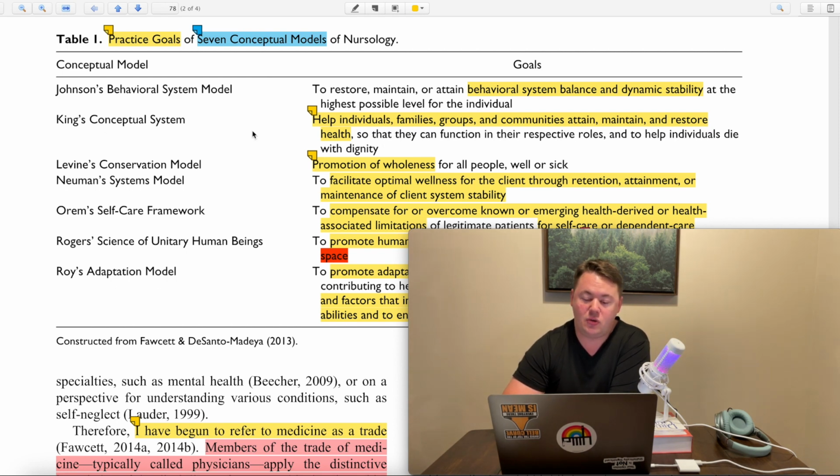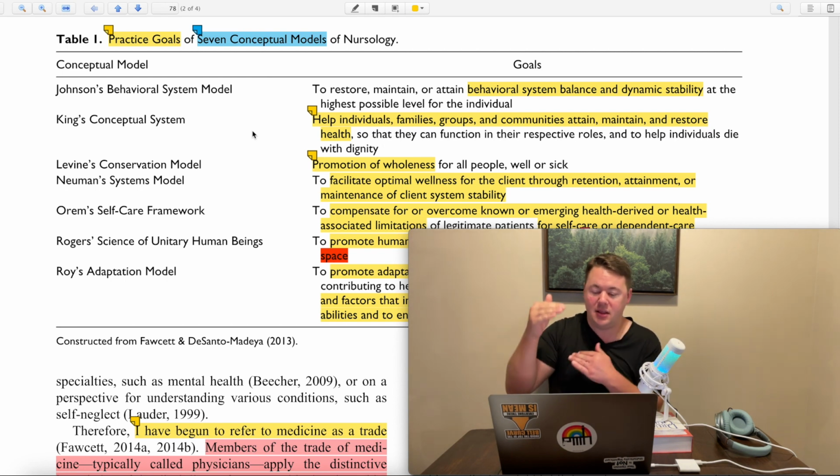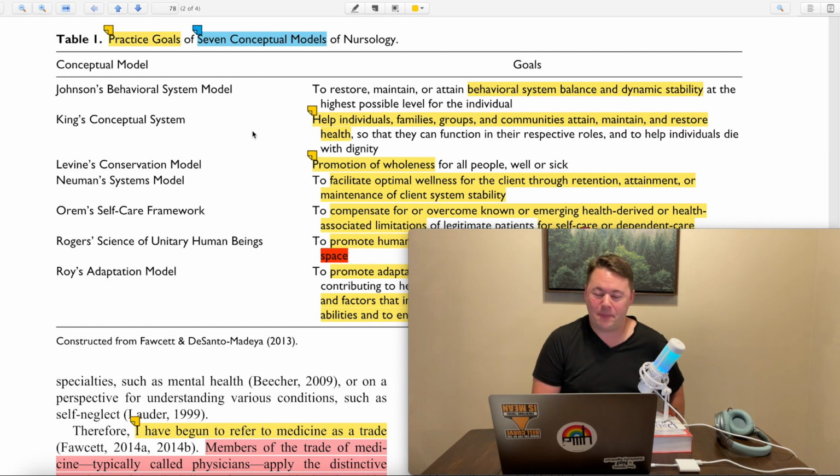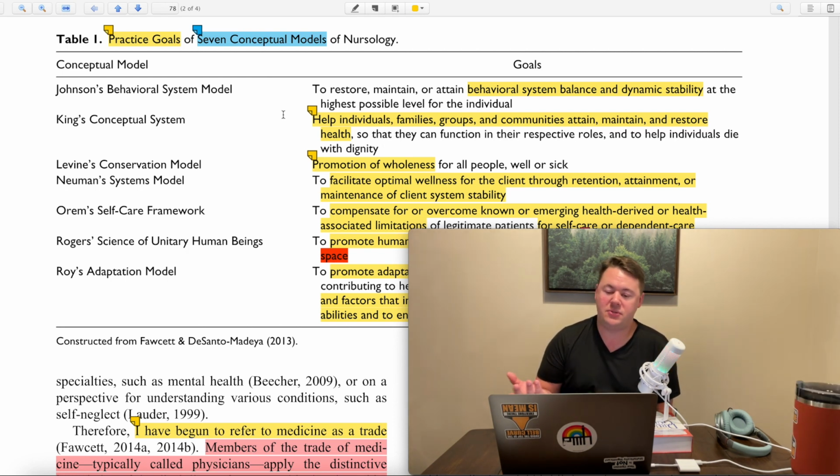So let's talk about Johnson's behavioral system model. The goal is to achieve behavioral system balance and dynamic stability. Okay? Of course, this is not a paper about these models. It's just giving the goal of those models out of context, but in the context of these being nursological models. That's a weird word, but maybe she would approve. I'm not sure. I don't know what behavioral system balance and dynamic stability means, and I don't know that you know what it means either. But without a description of what exactly they mean by that, we're left to speculate, and so it's hard to say one way or the other what that is attempting to represent.